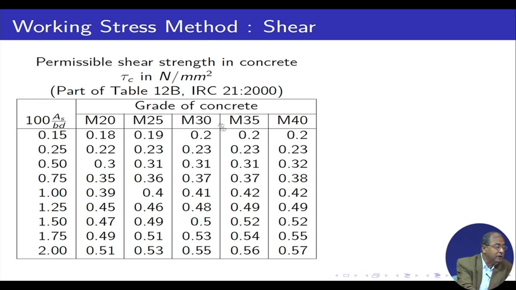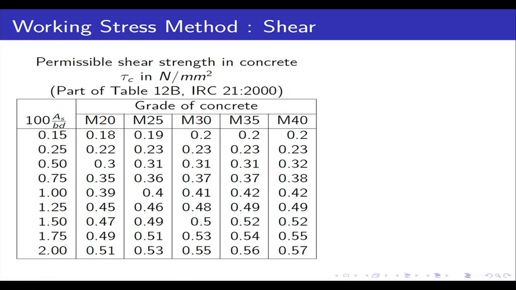From the code I have given a part of Table 12B, though the complete one has little more. Again I have taken M20, 25, 30, 35, 40, so you can get the value of tau c. Since you already know B and d, you can find out tau c from here, based on the percentage of longitudinal steel you have provided. Then subtract it from the actual shear force and provide the reinforcement. There are certain kinds of things, such as minimum reinforcement, which you also have to provide, but we shall come to that later when we solve the problem.